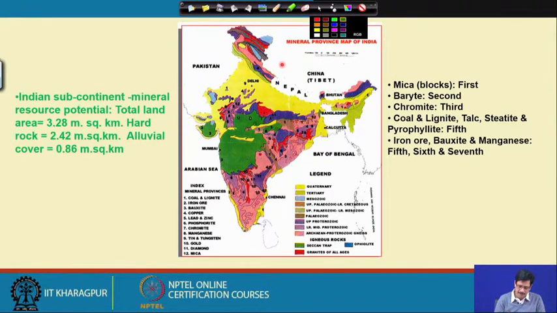This is the Dharwar Craton, and below is the southern granulite belt. This is the Dharwar Craton here. This is the Bastar Craton.